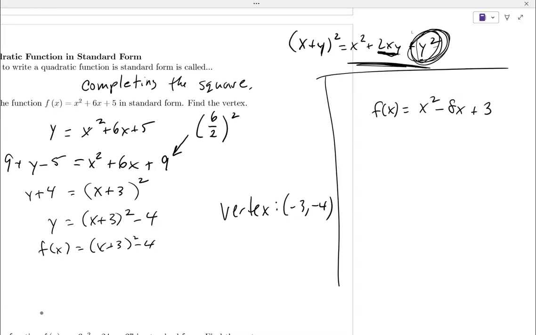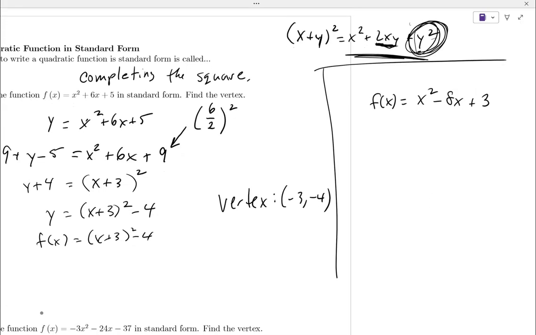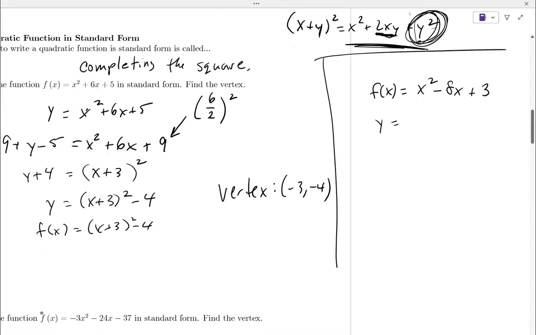Again, first thing I always do is just make it a y rather than an f of x, only because I don't want to have to write f of x over and over again. If you want to leave it as f of x, that's fine. What do we do first? Yeah, move the 3 out of the way. Get that 3 out of the way.